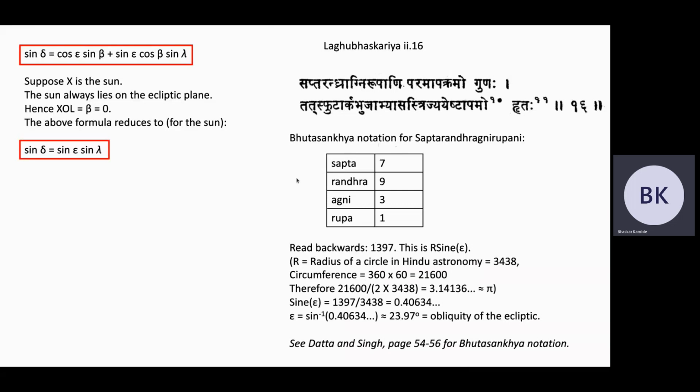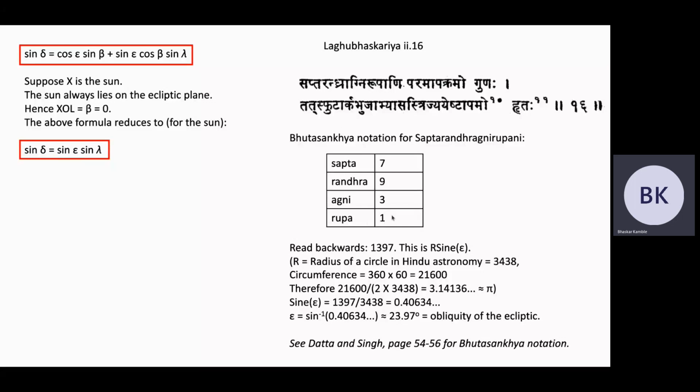In this case, Sapta Randhragni Rupani, the word Sapta is 7, just the literal word. Then Randhra is 9 in the Bhuta Sankhya system. Agni is one of the words used for representing 3, and Rupa is one of the words used for representing 1. So Sapta Randhragni Rupani would give you the number 7931. And in the Bhuta Sankhya system, the numbers are given in reverse, so you have to reverse them. You actually get 1397.